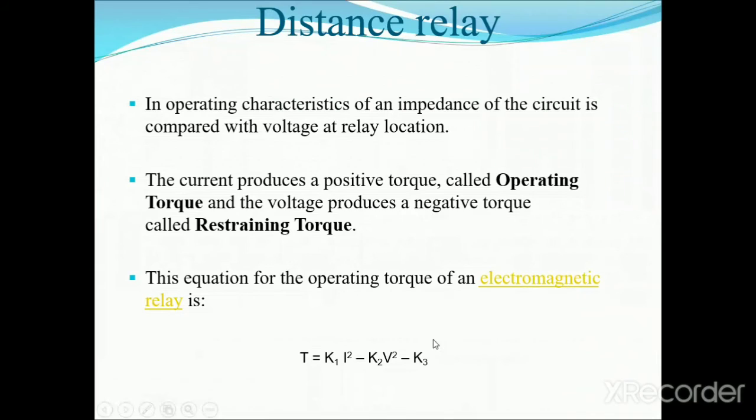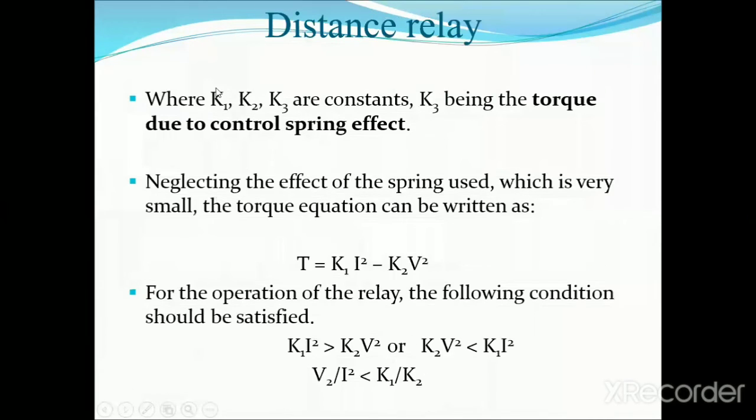Next, K3 is the spring constant. K1, K2, K3 are the constants, where K1 is the torque due to the control spring effect. We neglect the effect of the spring used, which will be very small.